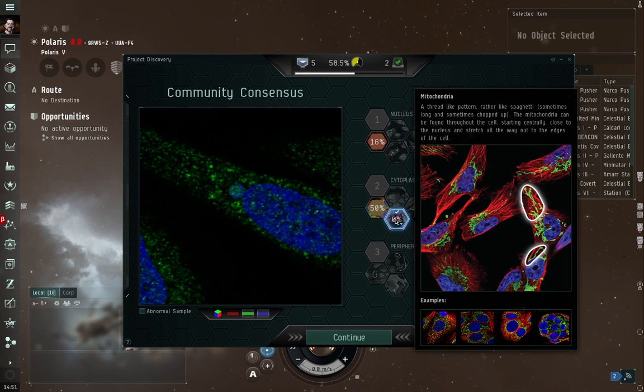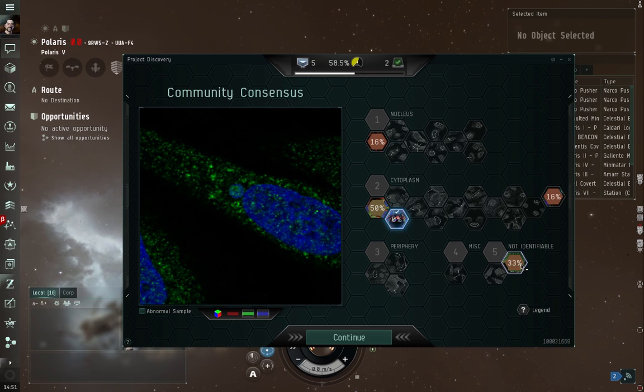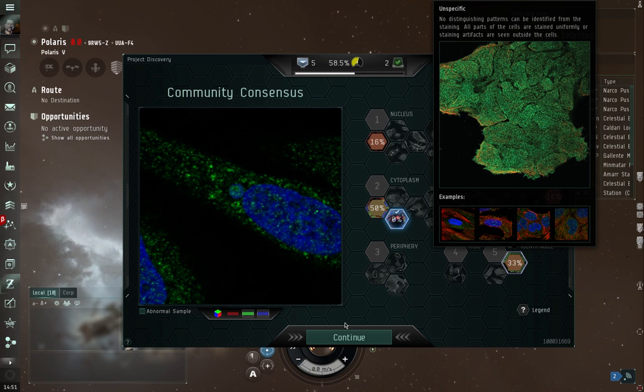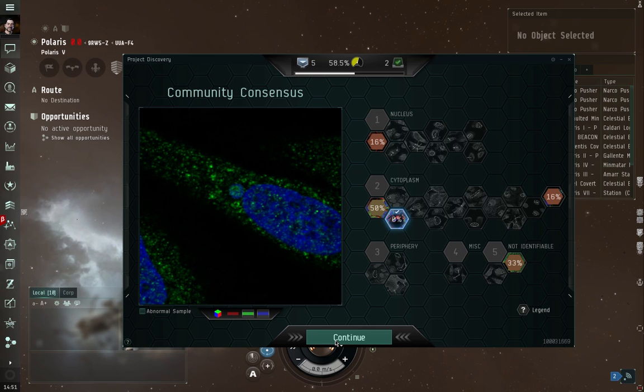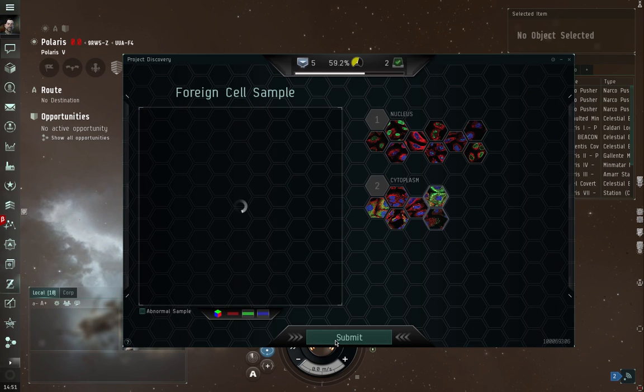Some people said cytoplasm, some people said nucleus, but a lot of people thought not identifiable, and that's fine. Like I said, I'm pretty confident that that one will go to not identifiable.